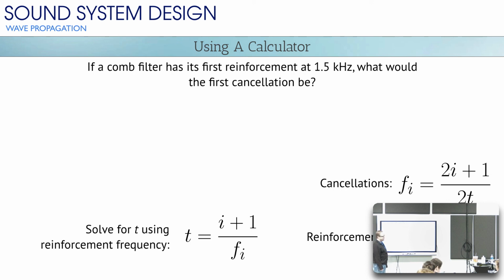Okay? And that frequency would be in hertz, so you'd have to take that 1.5 kilohertz and convert it to hertz, so it would be 1,500 hertz. And you would get a t value that would be the seconds, the delay in seconds. You could then use that to get the rest of it. Okay? So you may want to write down that little conversion to solve for t if you know the reinforcement. T equals I plus 1 divided by the frequency.